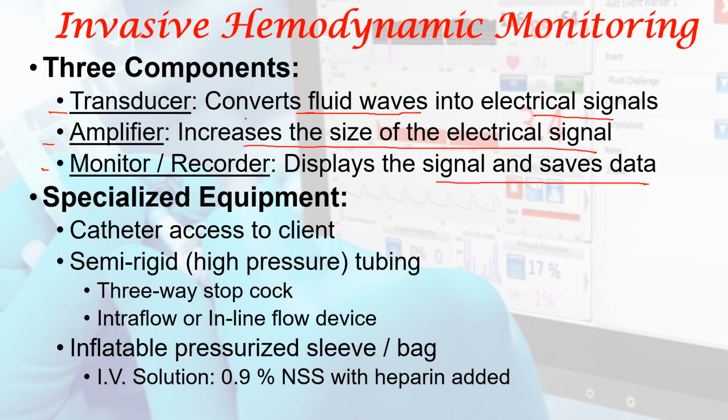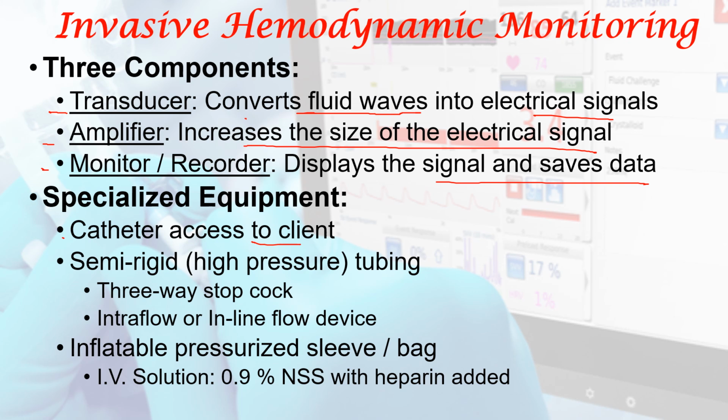The specialized equipment used for invasive hemodynamic monitoring is, first, the catheter access to the client. For example, in intra-arterial blood pressure monitoring, we insert an arterial cannula in the radial artery, especially the radial artery, or any arterial line we generate. For central venous pressure, we insert a catheter in the external jugular vein or internal jugular vein, any venous access we create.